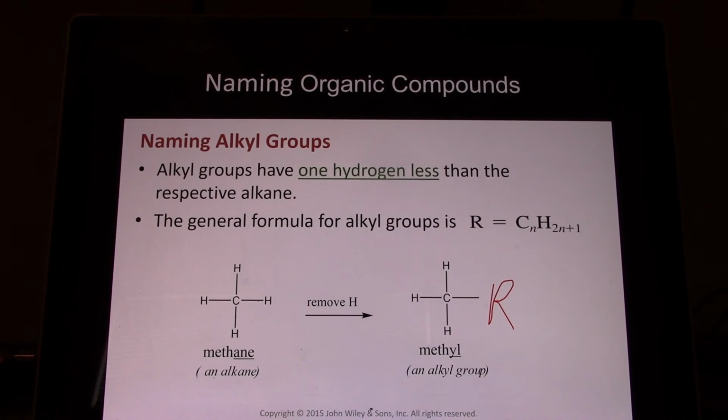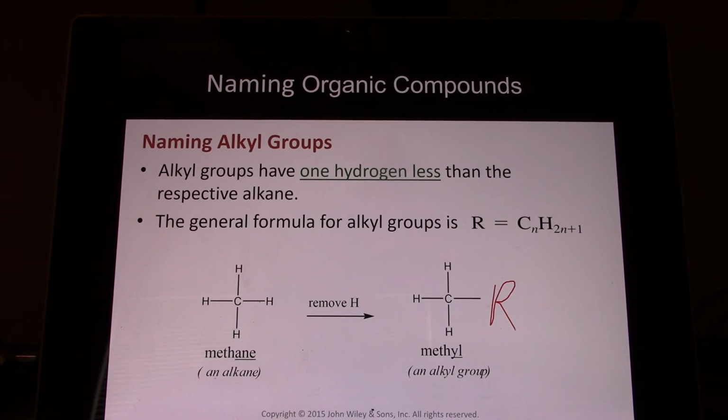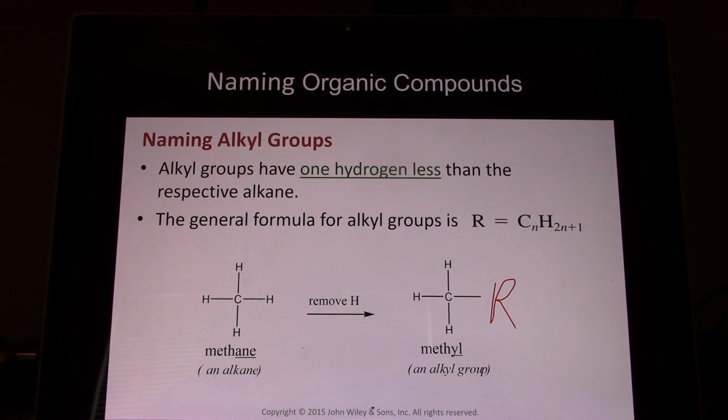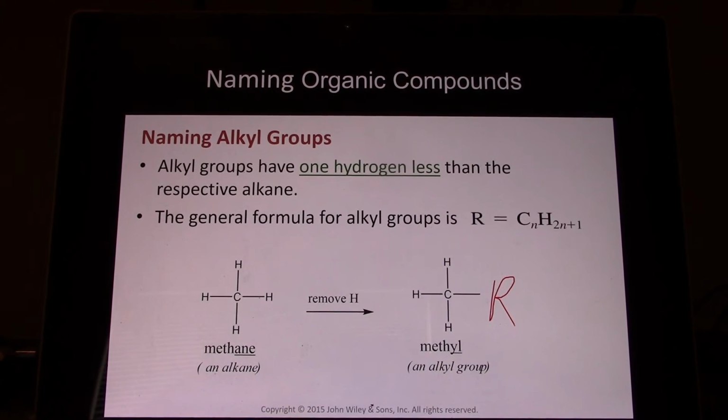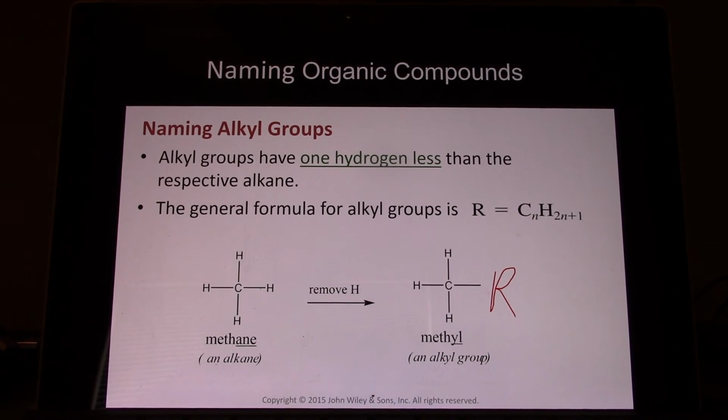In intro chemistry 1 we talked about mono, di, tri, and tetra. For 5 it goes penta in both. But organic chemistry has 4 unique prefixes. Instead of mono for 1, it's meth. Instead of di for 2, it's eth, E-T-H. Instead of tri for 3, it's prop. And instead of tetra for 4, it's but, as in butyl.